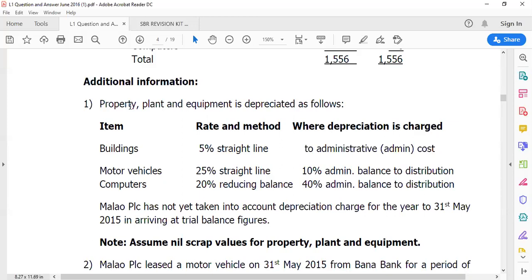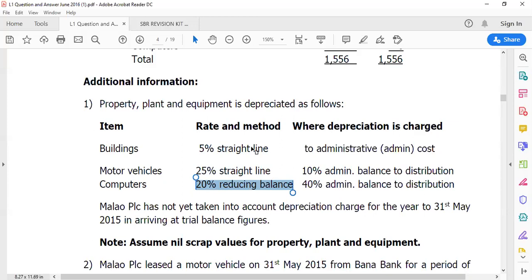There we go. We've got note number 1, property, plant, and equipment. What an easy note. See, buildings, depreciation has been given to you, straight line, 5%. There, what do we have? 25%. There, 20% using reducing balance. And then they've told you, Malawi PLC has not yet taken into account depreciation charge for the year to 1st May 2015 in arriving at the trial balance figures. So the figures in the trial balance, they've not yet charged depreciation. So you need to charge depreciation for the current year and use this percentage.